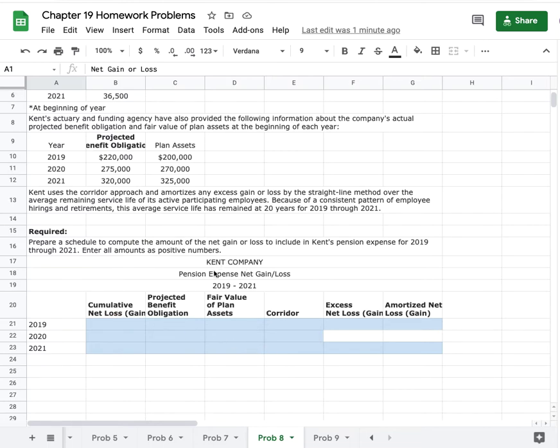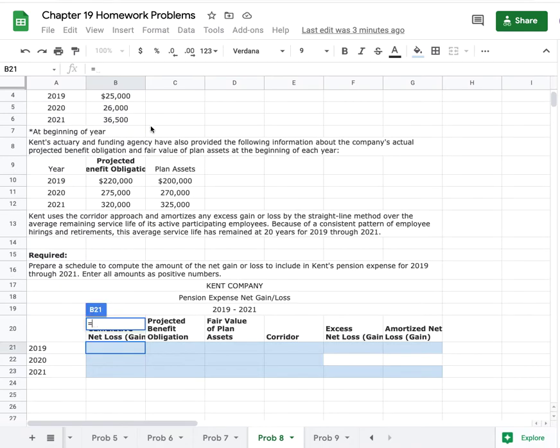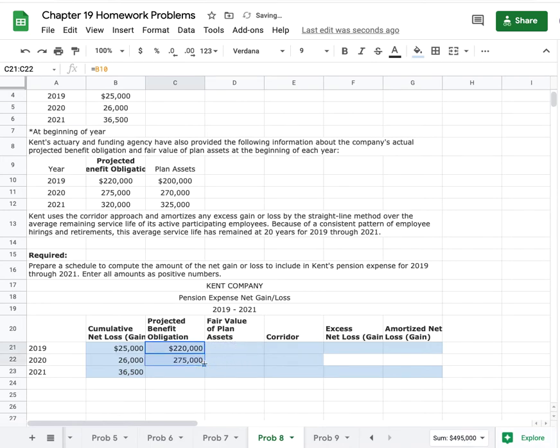And so we have this pension expense, net gain or loss little schedule here, and the years and the titles are already filled in. So we're starting with the cumulative net loss or gain, and so we're just going to pull that down from the above information. And we're really just going to do the same thing on the projected benefit obligation and the fair value of the plan assets. And so I'm just going to drag that formula all the way down. So we've just copied that information.